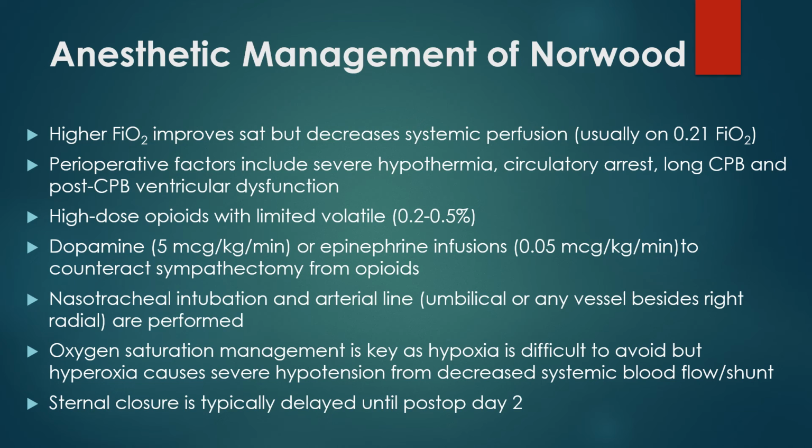So perioperative factors include severe hypothermia, circulatory arrest, long pump runs, post-pump ventricular dysfunction. It's a really big operation with a lot of stuff. High-dose opioids, again, with just enough gas to make it smell bad. Dopamine or epi is nice because you get some sympathectomy from the opioids. Nasotracheal intubation, typically because the operation and the emergence and the ICU time is so long.